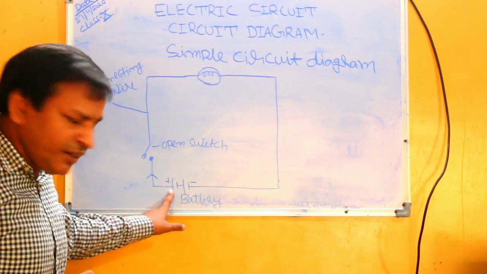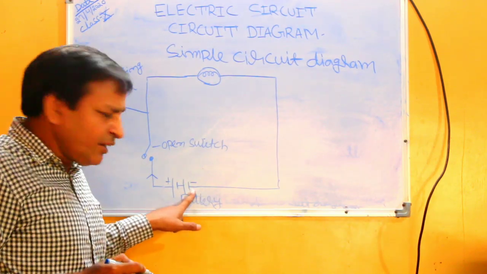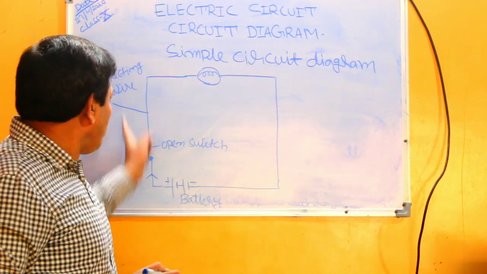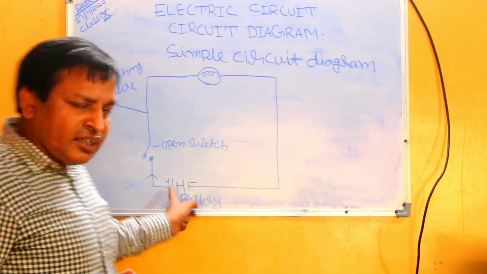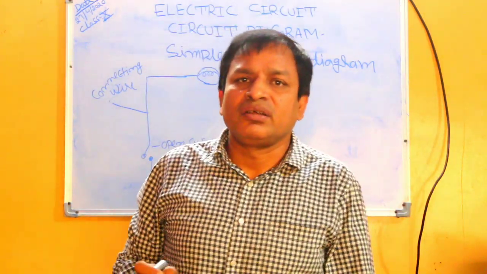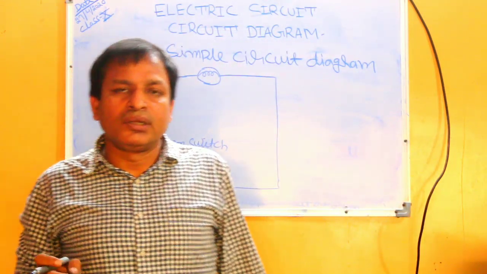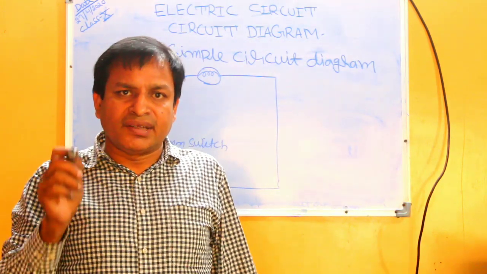It means the conventional direction is from positive to negative, and the real direction is from negative to positive terminal of the battery. So these are the basic concepts in electric circuit and circuit diagram. In the next class, we will study in detail about how the different components are arranged in an electric circuit.